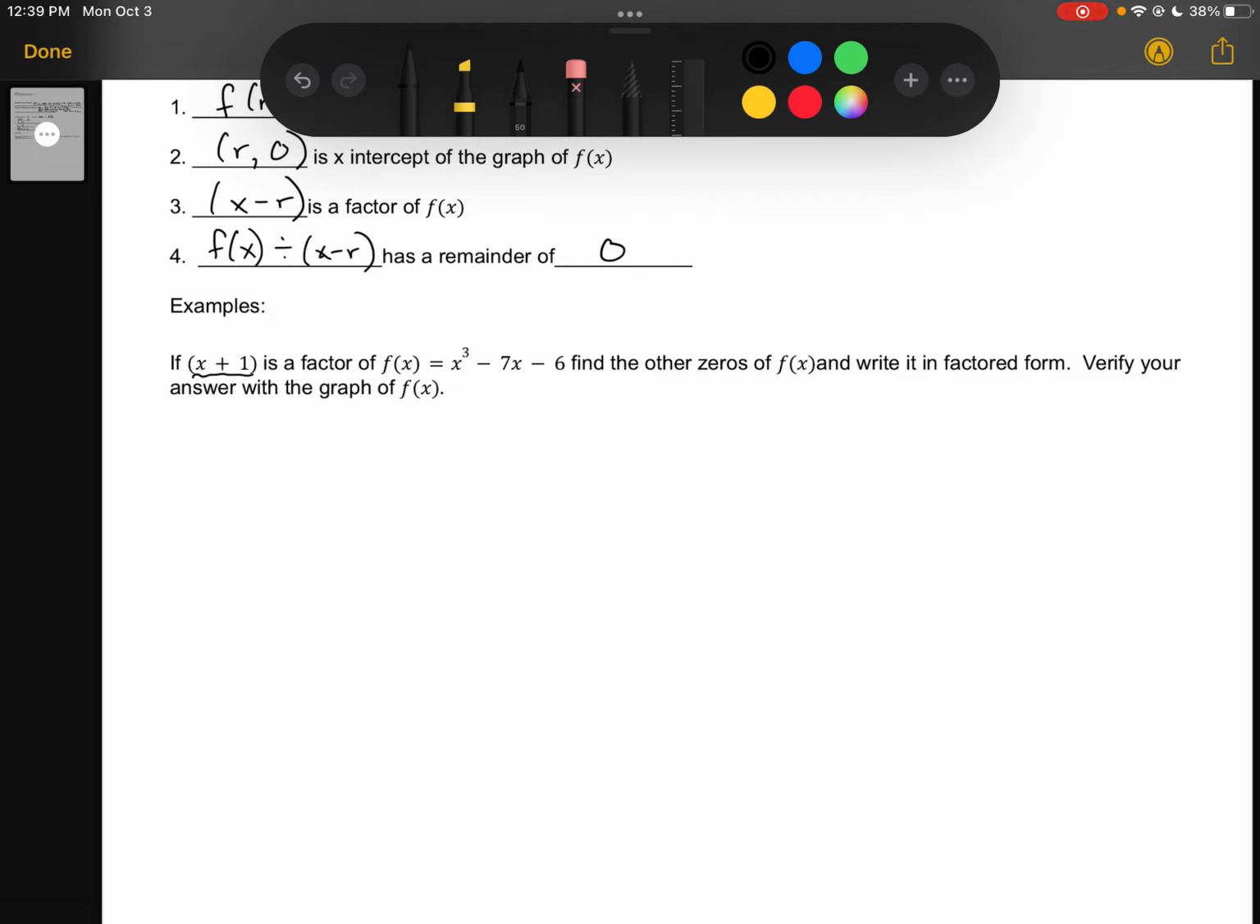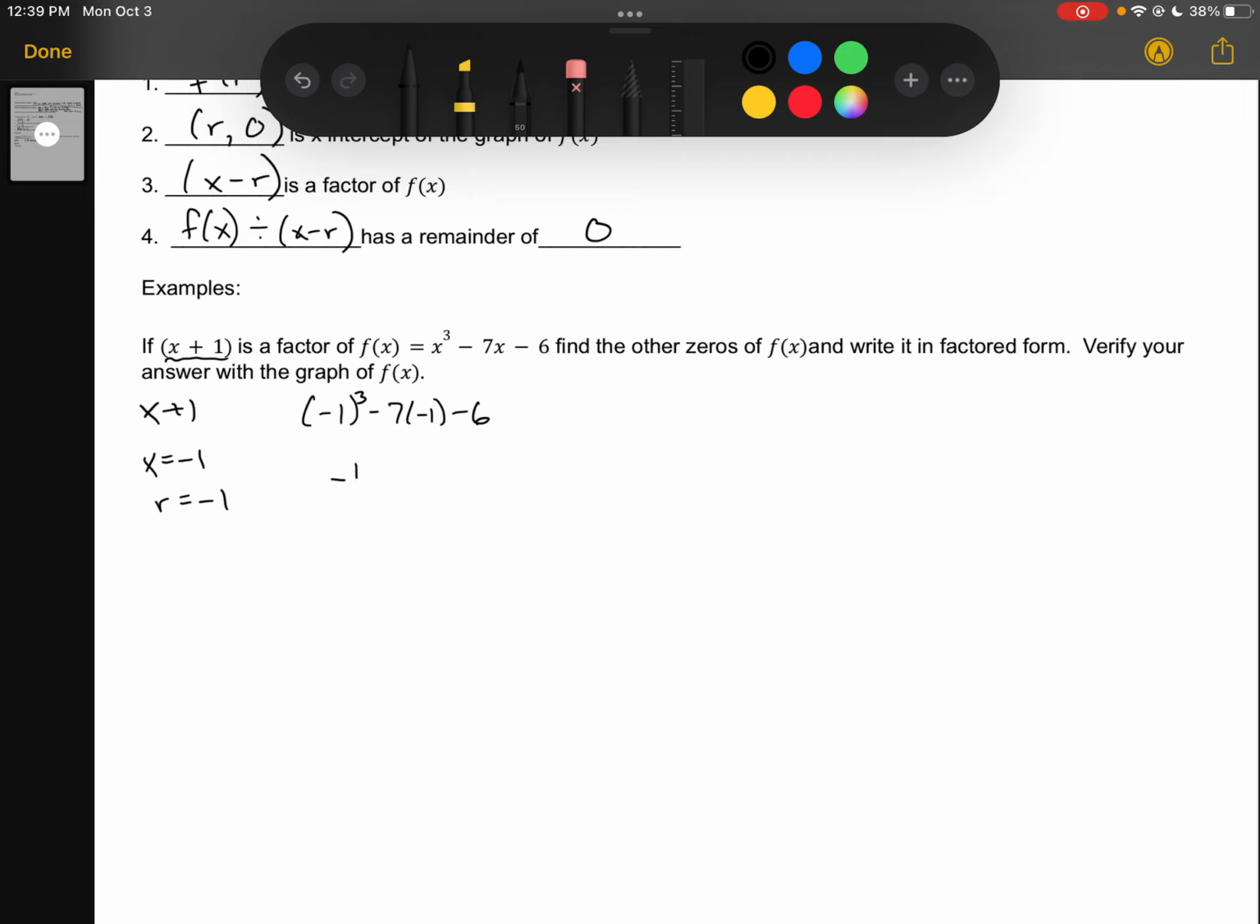So the first thing that we should do is maybe we can just double check, make sure x plus 1 actually is a factor. So remember, if we're dealing with x plus 1, the actual intercept is x equals -1. So in this case, our r, that term that we're looking for, that intercept, is -1. So if we look at it on our function here, we should see -1 plus 7 minus 6. And that does, in fact, give us an answer of 0. So that works. So the factor is x plus 1.